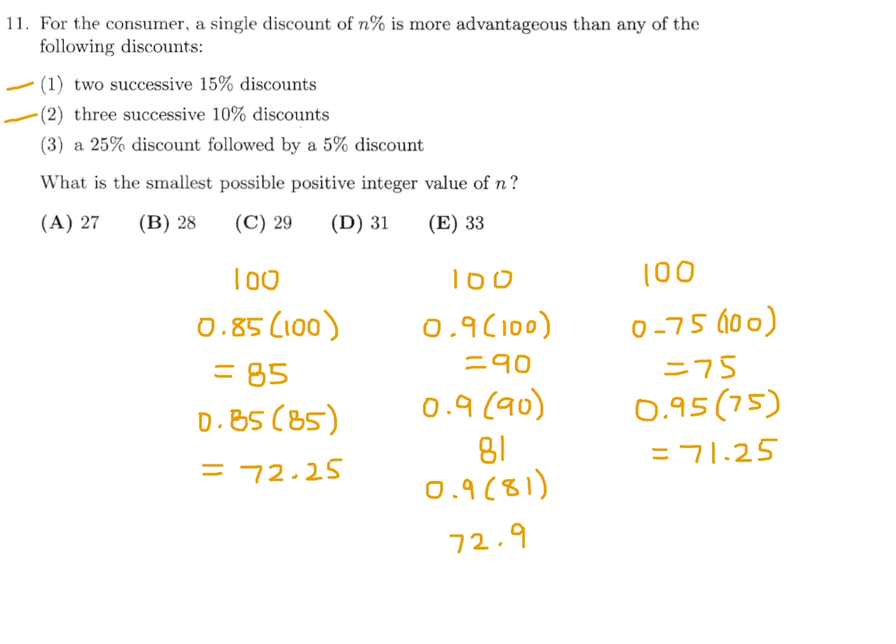So what type of a discount would be better than any of these? Well, if your discount was, say, 29%, you would bring a $100 item down to 71, and that is a better price than any of these three that we calculated. So a 29% discount would be more advantageous than any of those three discounts listed. So number 11, the answer is C.